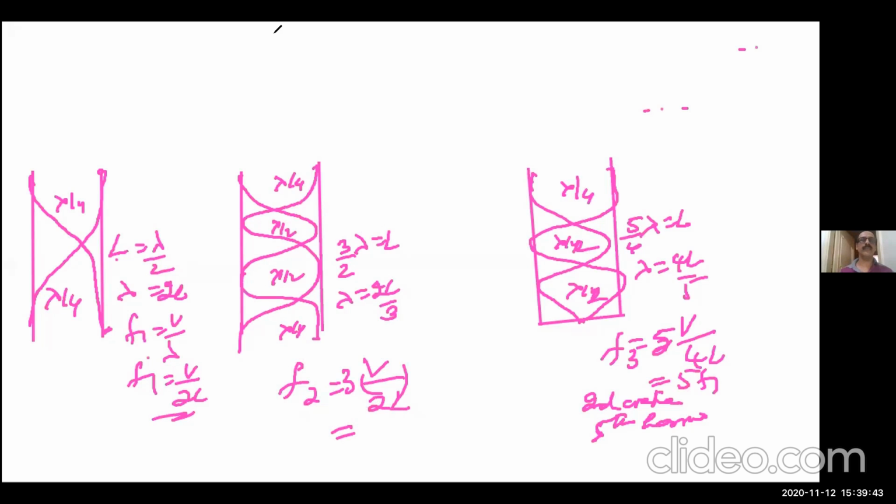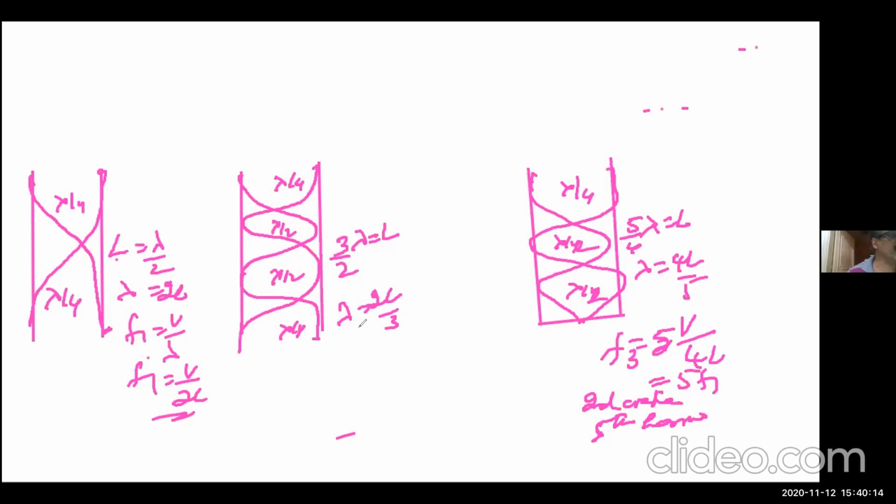There is a mistake. 3 by 2 means 1.5, right? This is correct, right? 1, 1.5. 3 by 2 lambda is equal to L. So lambda is equal to 2L by 3. What is the mistake happening? This is V by 2L, right? Correct. In a stretched string, have you got 2L by 3? Correct. Here I did one extra. That's the problem. Sorry.